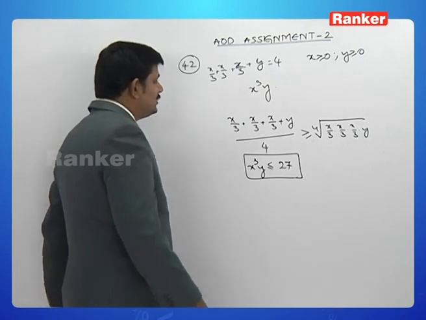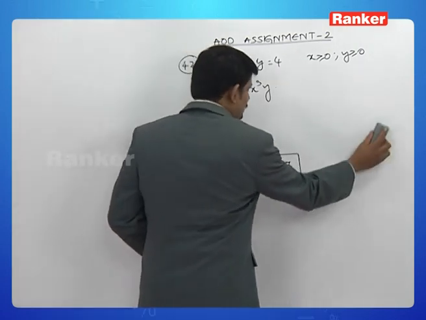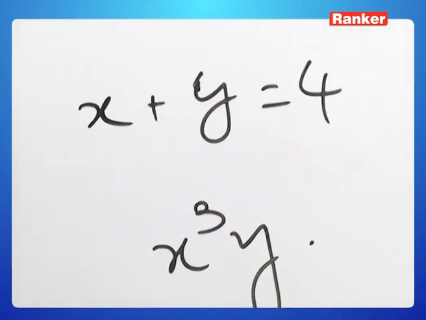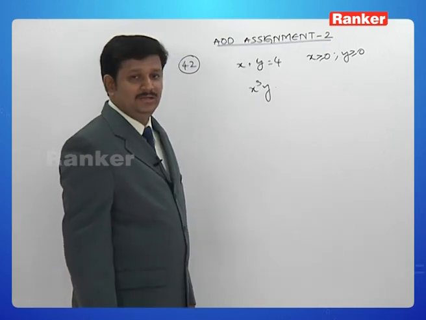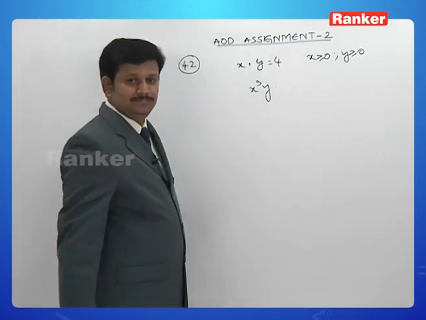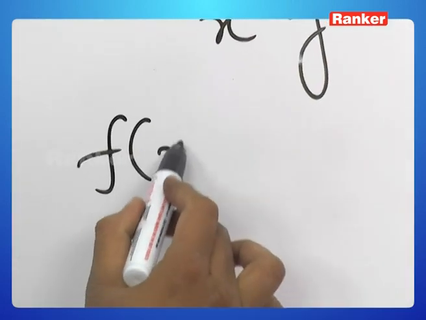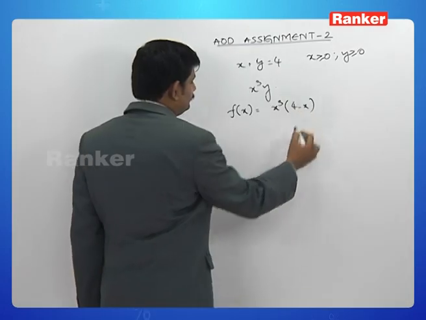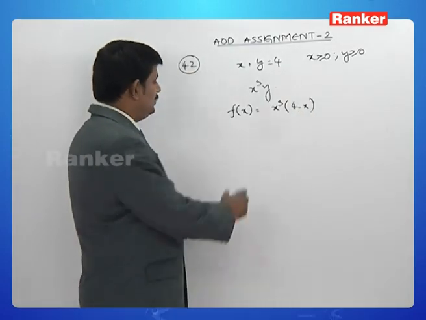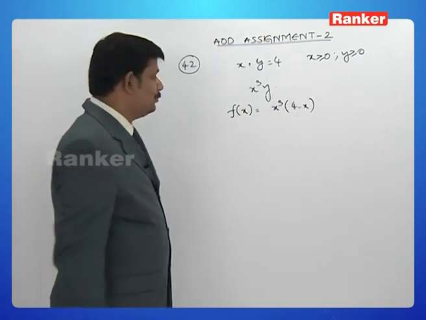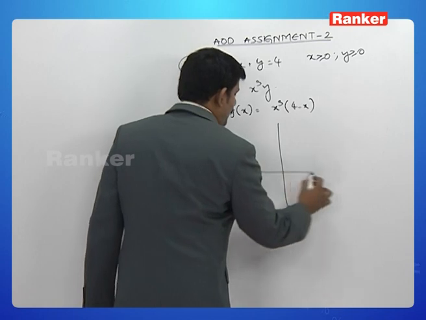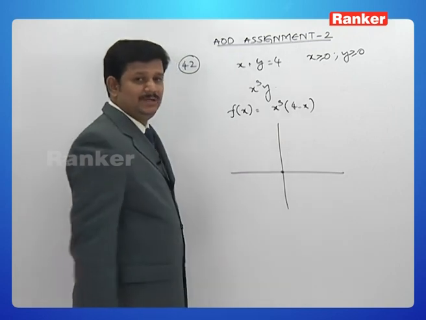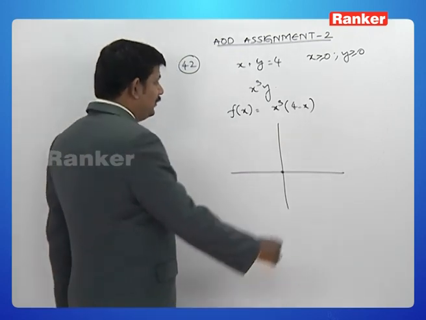Alternately, we can do this question using calculus. x plus y is given to be 4, x and y are both positive, and we need to find the greatest value of x cube y. So, let me convert this into a function in terms of a single variable. y is 4 minus x, so the function is f of x equal to x cube into 4 minus x. Let me plot the graph of this function. For this function, 0 is a repeated root repeating 3 times, and 4 is another root.